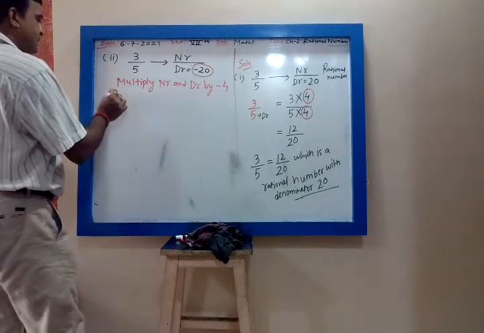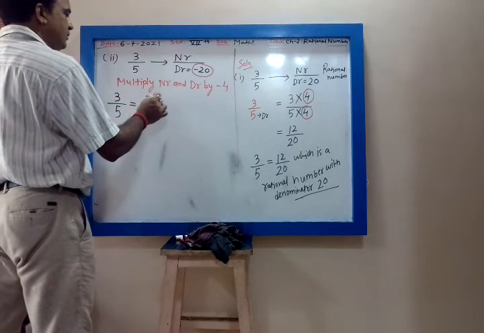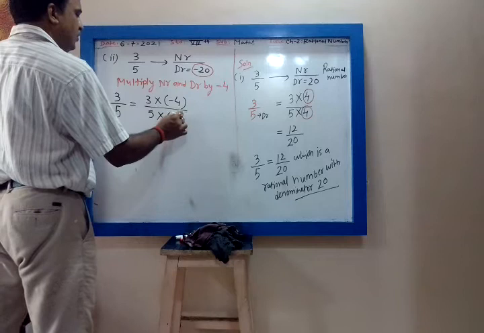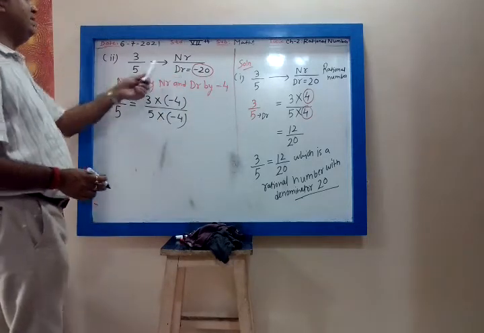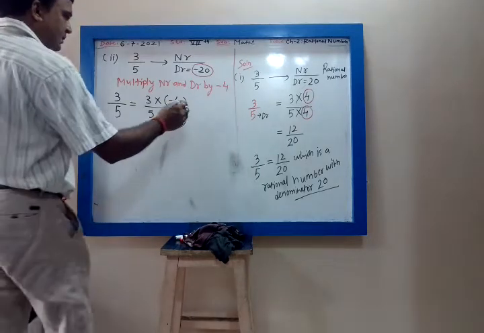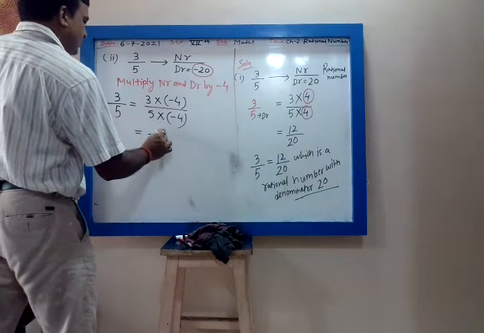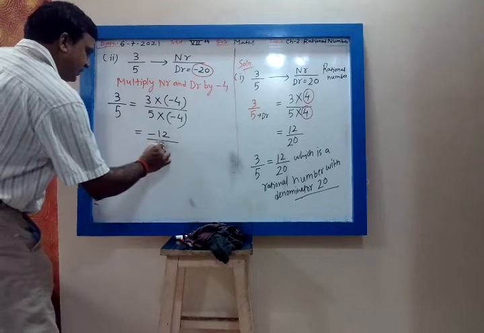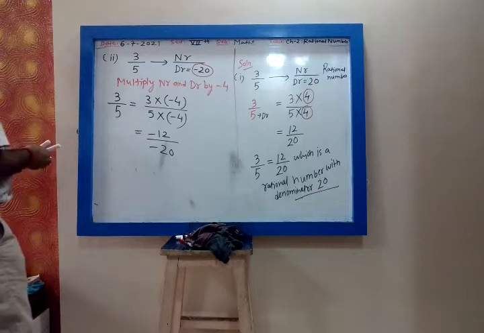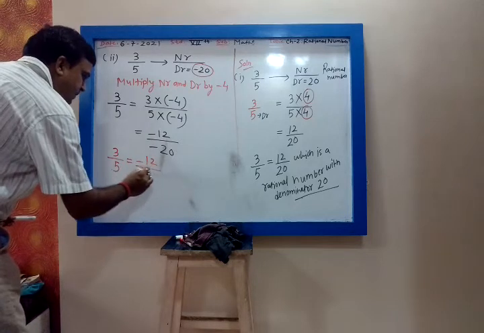So 3 upon 5, multiply and divide by minus 4. So 3 into minus 4 upon 5 into minus 4, because we want denominator as minus 20. It is plus 5, so plus into minus, minus. So plus 3 into minus 4 is minus 12. Plus 5 into minus 4 is minus 20. So now this is the rational number with denominator minus 20. So 3 upon 5 can be written as minus 12 upon minus 20.